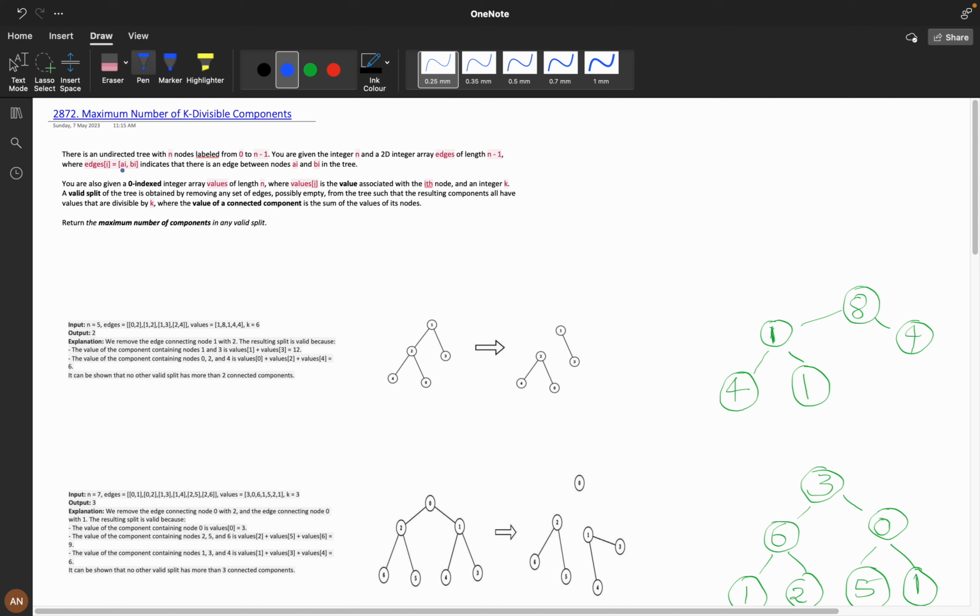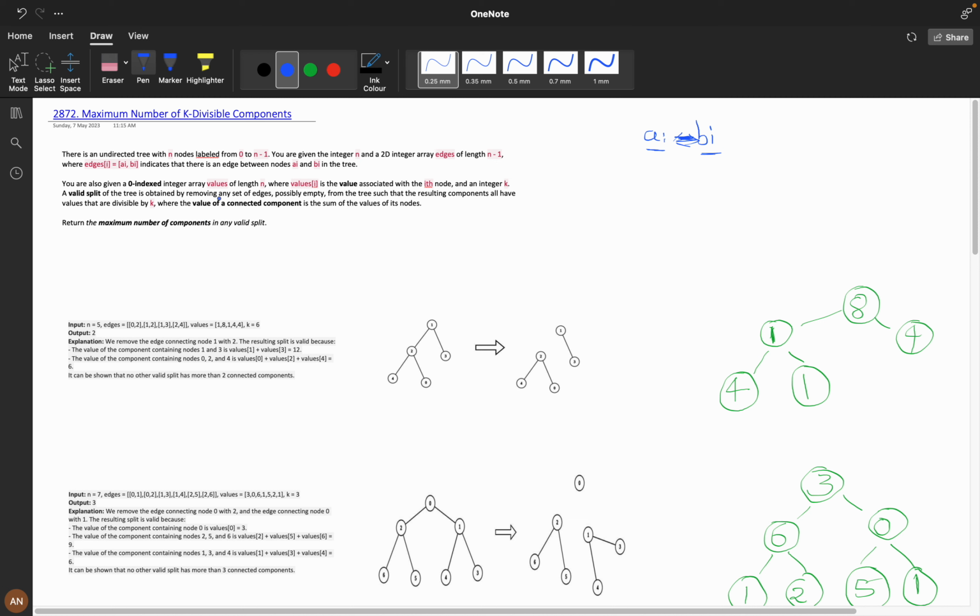There is an undirected tree with n nodes labeled from 0 to n minus 1, and you are given an integer n and a 2D integer array edges of length n minus 1, where edges[i] = [a_i, b_i] indicates that there is an edge between a_i and b_i. He is saying that he will be given edges, and there is an edge between both of these. And you are also given a 0-indexed integer array values. For every index we have some value, where values[i] is the value associated with the node, and an integer k.